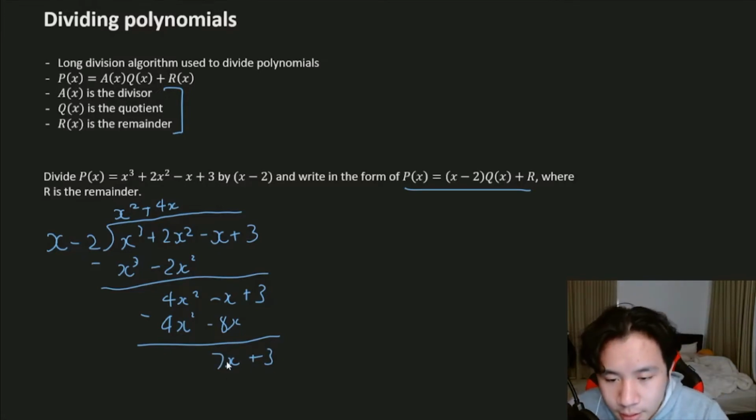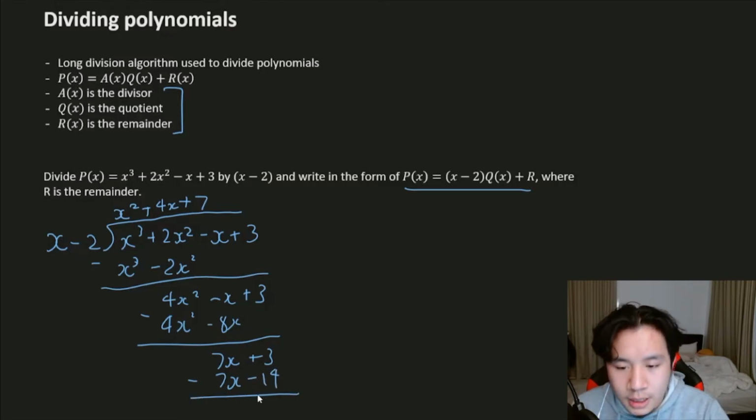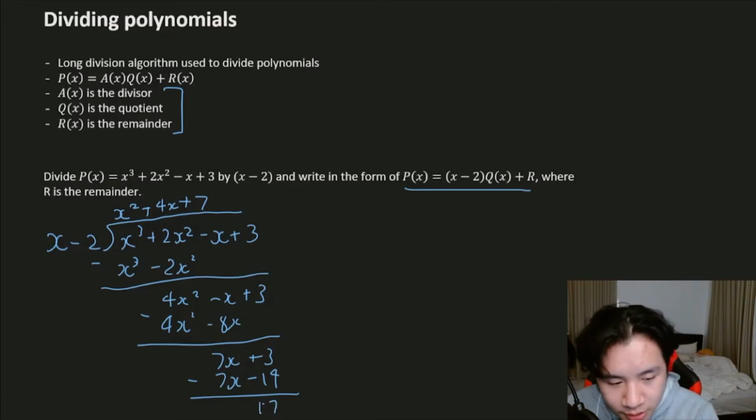All right, so same thing. 7x divided by x, that gives you plus 7. Okay, and then you want to times the 7 with the divisor. So that would be 7x minus 14. And then from here, we're left with 17. And so when I try to repeat the process with 17, if I try to divide 17 with x, you just can't do that. And so when that happens, that is when you've reached the remainder.